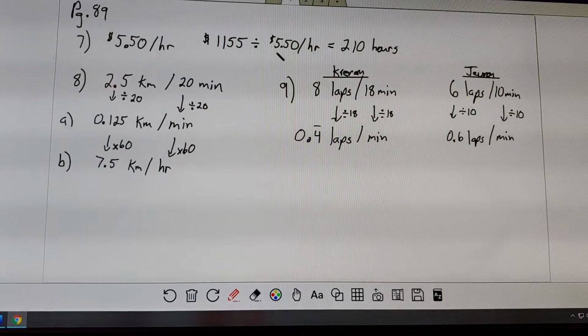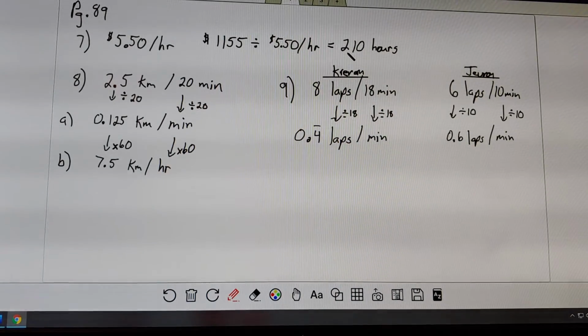So as you can see, I divided them. And we get 210 of them. So that means that he worked for 210 hours. Okay, number 8.